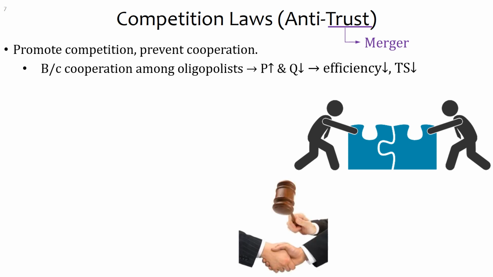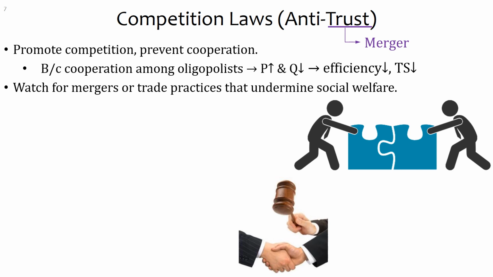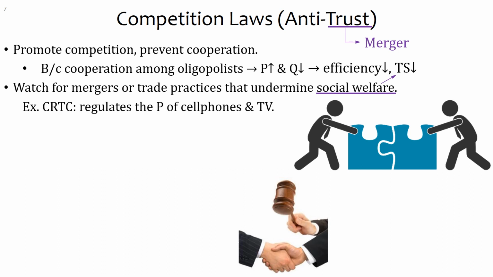So there are laws which ban mergers a lot of times, or at least investigate them. Competition laws watch for mergers or trade practices that undermine social welfare. Social welfare is another name for total surplus or efficiency. One example of that is the Canadian Radio, Television and Telecommunications Commission. CRTC stands for that, and what they do is regulate the price of cell phones and TV. So they're sensitive about a bunch of things.